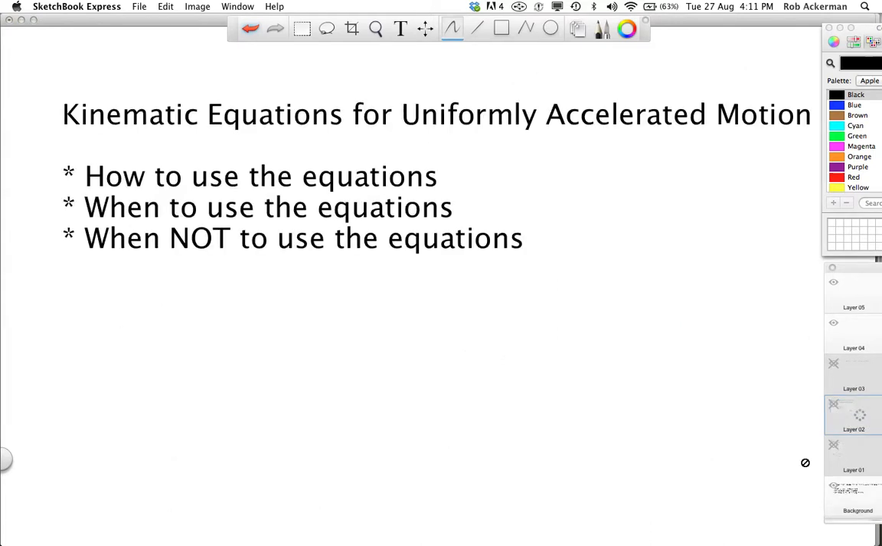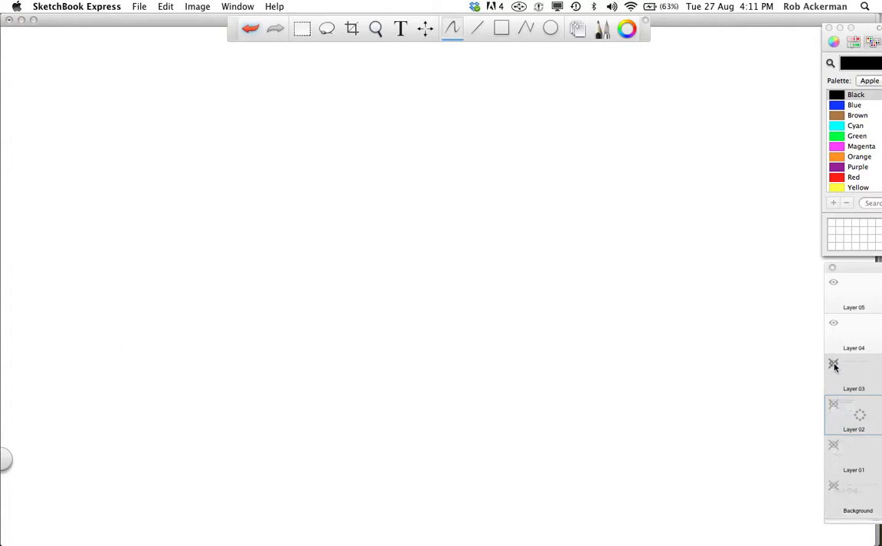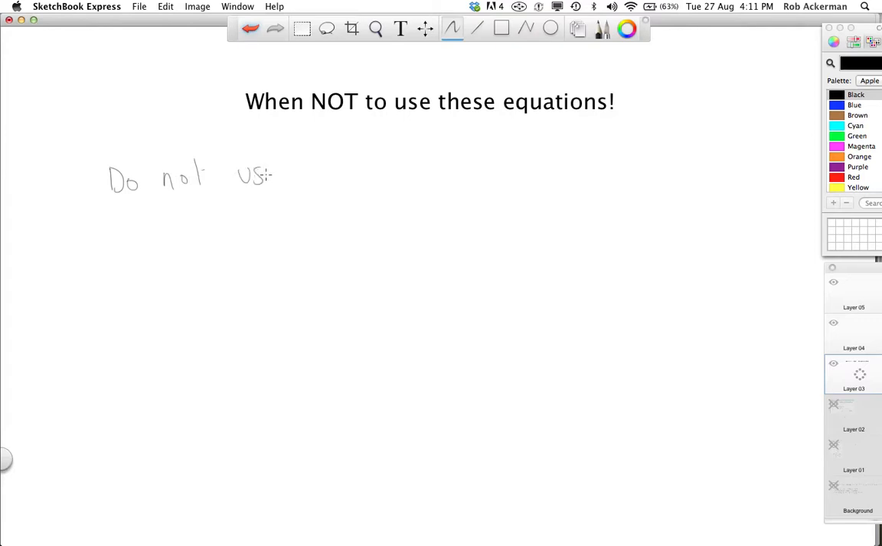We've now covered how to use the equations, when to use them, and finally, when not to use them. Well, since these equations are designed for use when you have steady uniform acceleration, then they obviously should not be used when you have non-uniform acceleration. So, do not use them if the acceleration is not uniform. When would the acceleration not be uniform? The acceleration won't be uniform, obviously, if it's changing.